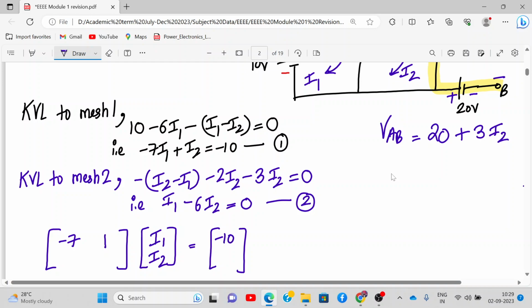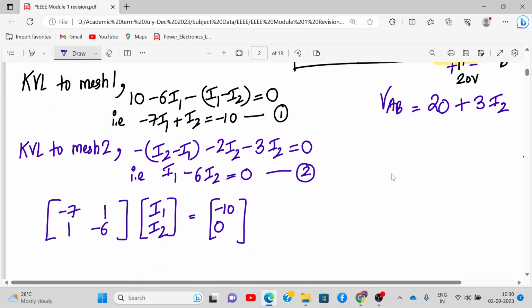Did you understand what we did? For the second one, what do we write? 1, minus 6, 0. Understood? And then you go into the calculator and put these numbers in and get the values of I1 and I2. Yes or no? So directly writing it in this matrix form will actually help you out. So please calculate and let me know I1 and I2.